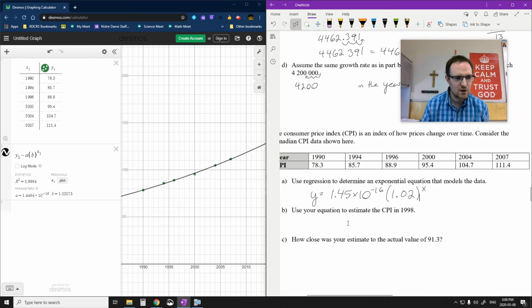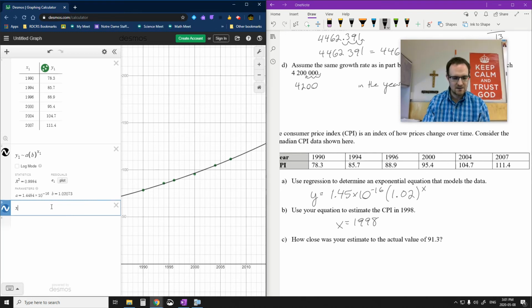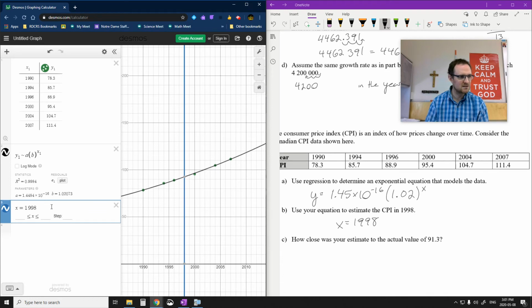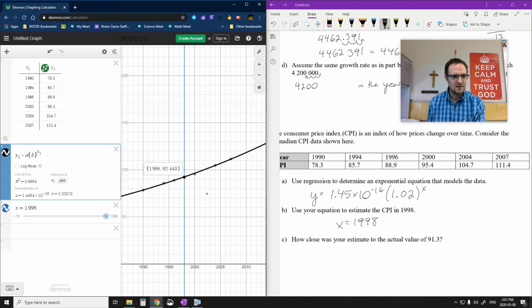Okay? Use your equation to estimate 1998. So I can put 1998 into this equation, or I can use my graph, because they're going to match each other anyway. I want x here to be 1998. So I can go over here and just type that in. X is equal to 1998. This is the same as hitting trace. Trace, then go 1998. Find that intersection point. So my Y value in this case is going to be 92.44. I'm just going to go 44.